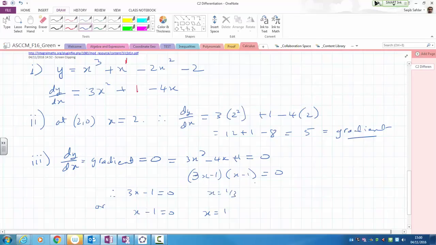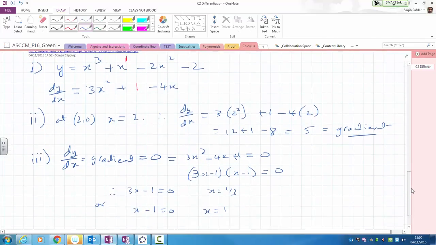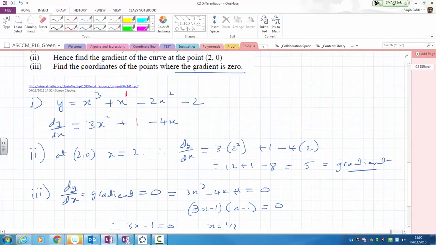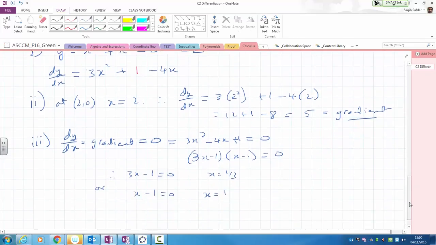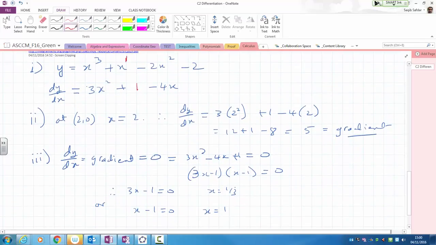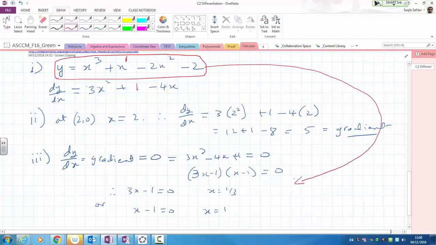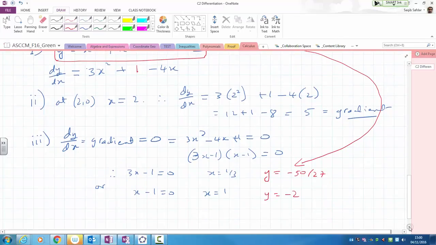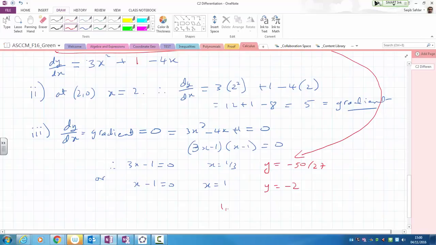Have we answered the question? No. Why not? Because it says coordinates of the points. Where should we substitute to find the y values? In the original cubic. So if we take this down, here's my original cubic. If we substitute in the x values, we should get y equals minus 50 over 27 and y equals minus 2. Now it's always good to write this as a coordinate. So 1, minus 2 and a third, minus 50 over 27.